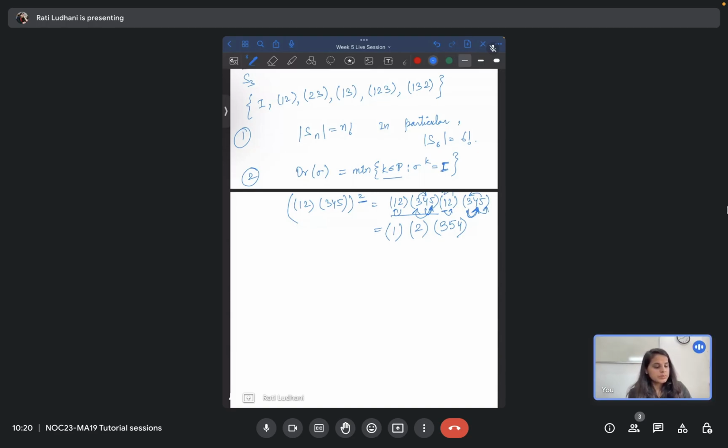Okay. So similarly, if you do the cube, then 1 2 will stay like this, and you will get identity, so you will just get 3 4 5. And when you do the fourth power, this will be just identity. You can check that. You'll get 3 4 5.